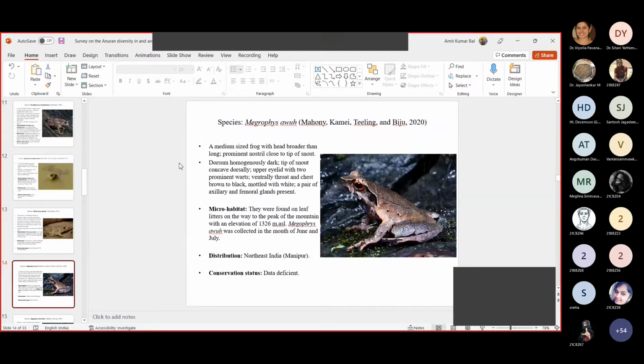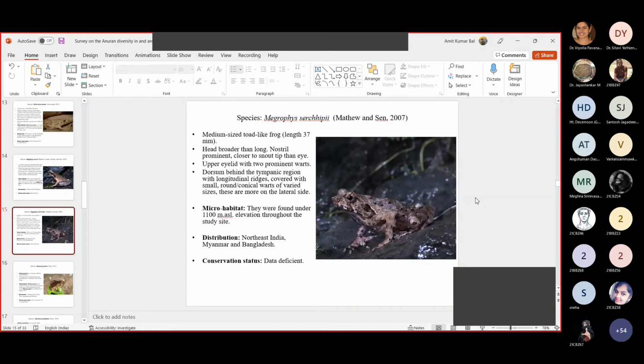We have the Megophrys awoo. This is a medium-sized frog with head broader than long, prominent nostril close to the tip of the snout. Dorsum heterogeneously dark, tip of snout concave dorsally, upper eyelid with two prominent warts. Ventrally, the throat and the chest are brown to black. Their microhabitat includes the leaf litters and they are encountered mostly on the way to the peak of the mountain. Their distribution is confined within Northeast India.